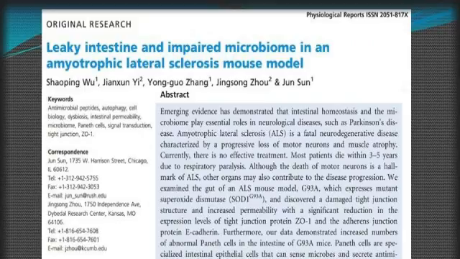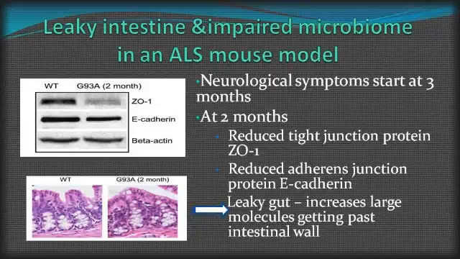The next study is Leaky intestine and impaired microbiome in an ALS mouse model, and this is perhaps one of the most profound, more recent studies out. It was published in 2015. In the ALS mouse model, generally the neurological symptoms start at 3 months. What this study did was look at the mice at 2 months. What they found at 2 months was reduced tight junction protein ZO-1 and reduced E-cadherin. Together, these 2 proteins give leaky gut, and leaky gut increases large molecules passing the intestinal wall.